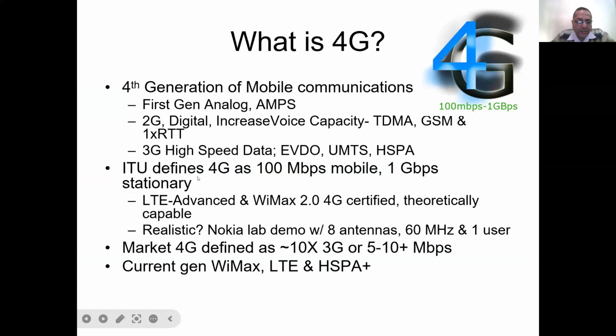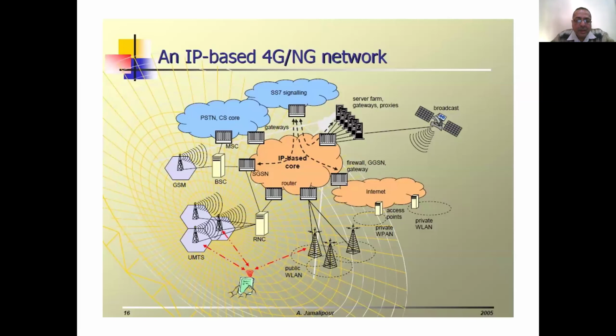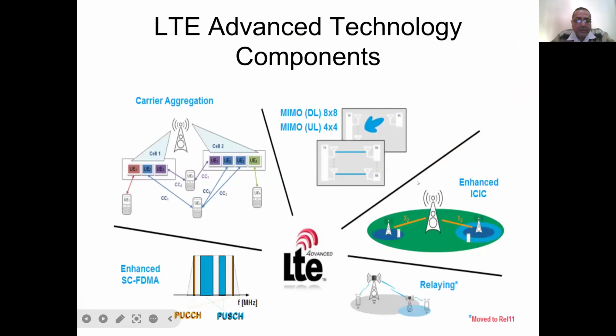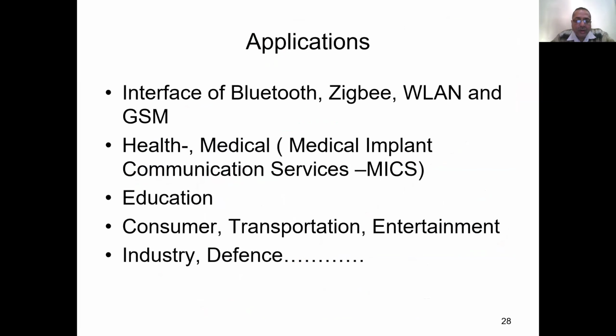The ITU, which stands for International Telecommunication Union, defines 4G as 100 Mbps mobile and 1 Gbps stationary. So what is the data transfer rate? Earlier we had only a few KB, right? But in 4G, the data transfer rate is up to 100 Mbps, and 1 Gbps when stationary. 4G is also a totally IP-based network. It is also called LTE, which is Long-Term Evolution.